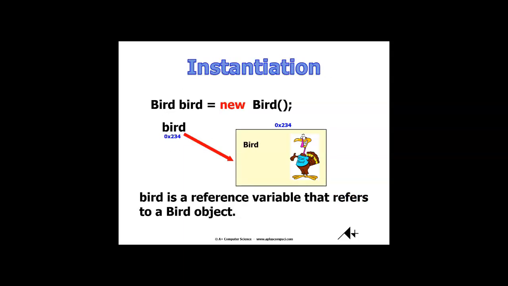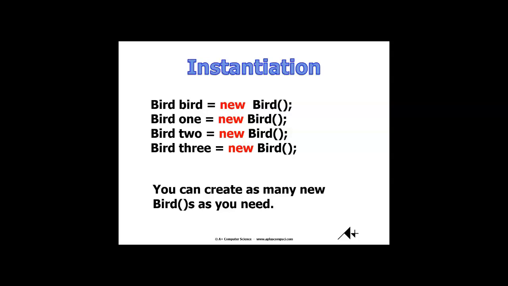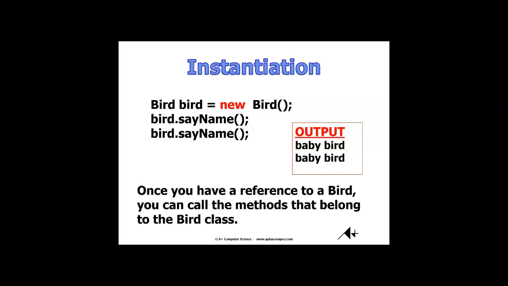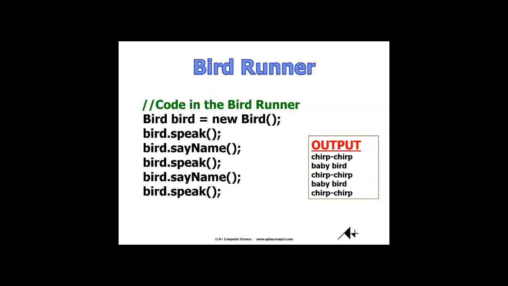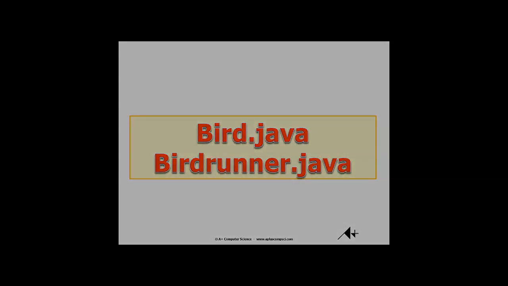So just another follow-up on the diagram that we had before. Bird's the reference. I'm creating a new Bird object, and then the bird reference is keeping track of that. So in order for us to use the Bird class, just like with the A Plus Bug, you have to make a new object and then point a reference at it. Here I've made multiple birds and made multiple references to keep track of those birds. Now that I have my bird, I can call sayName and make it print out baby bird multiple times. In this example, I'm calling speak and sayName, so I'm getting chirp chirp and baby bird all mixed together depending on the number of calls that I make. So let's take a look at Bird and BirdRunner and see all this in action.